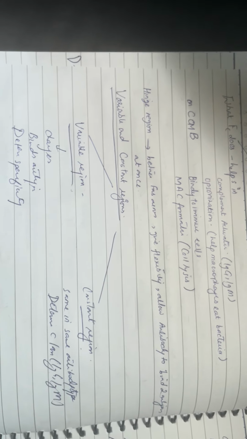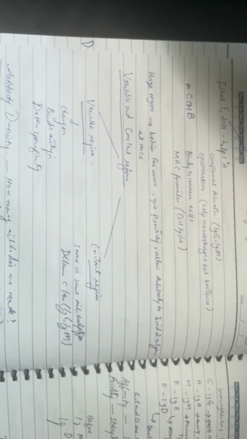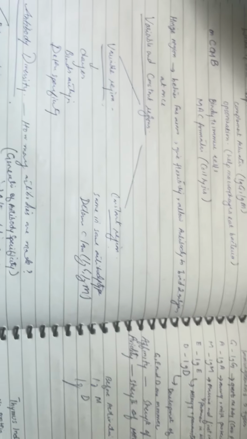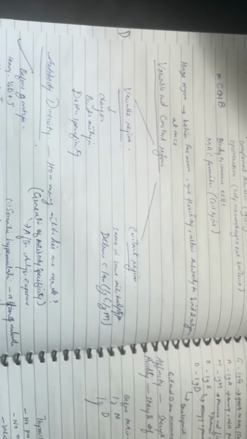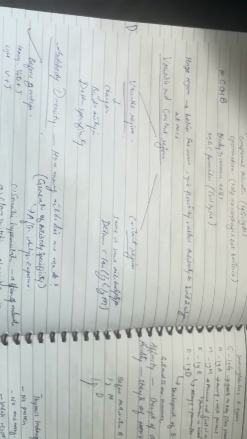Then there is the variable region and then there is the constant region. The variable region means that it changes, it binds to antigens and it determines the specificity, whereas the constant region is the same in all the antibody types. It determines the type of antibody. For example, IgG and IgM are constant, and variable means the specific region.